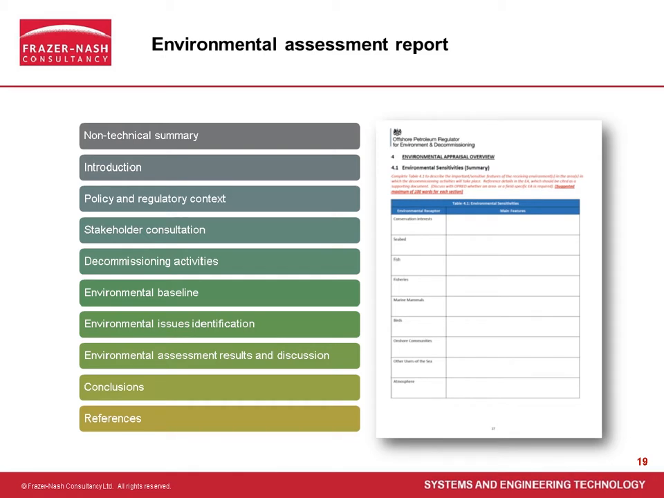Having undertaken the environmental appraisal and identified significant environmental impacts and risks associated with the decommissioning programme, the next stage is to write an environmental assessment report, detailing the assessment that's been undertaken and outlining how significant environmental impacts and risks will be managed and mitigated. A typical structure of the environmental assessment report is provided on this slide.